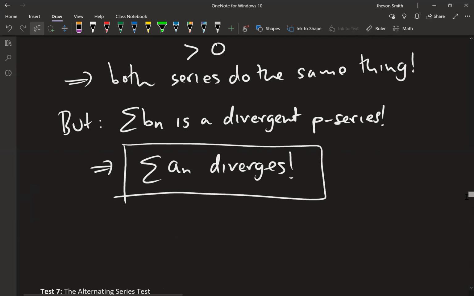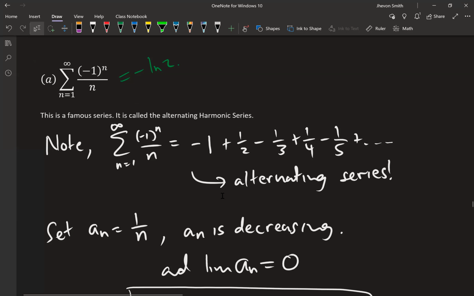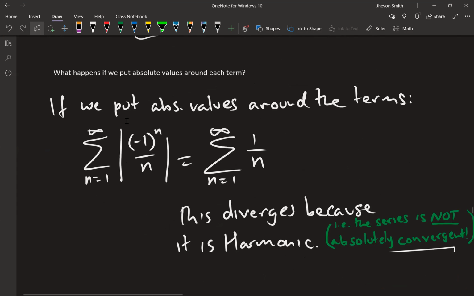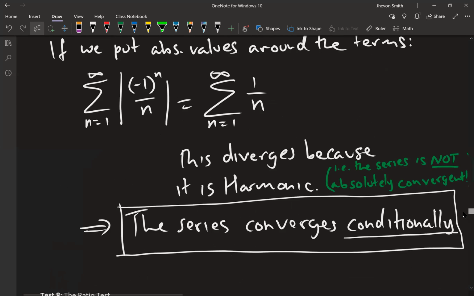If I put absolute values around the terms, but it doesn't converge, like we saw an example like that earlier in the alternating series test example, here was an example of a series. It converges by the alternating series test. However, if I put absolute values around it, it does not converge. So if with absolute values it does not converge, however, it converges without them, we say that it converges conditionally.